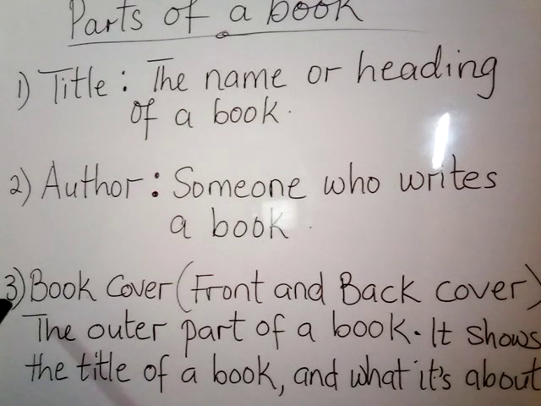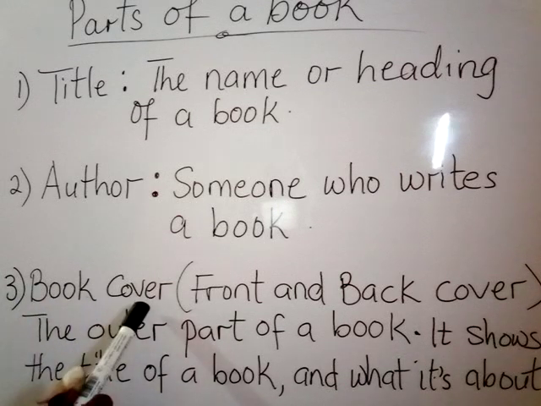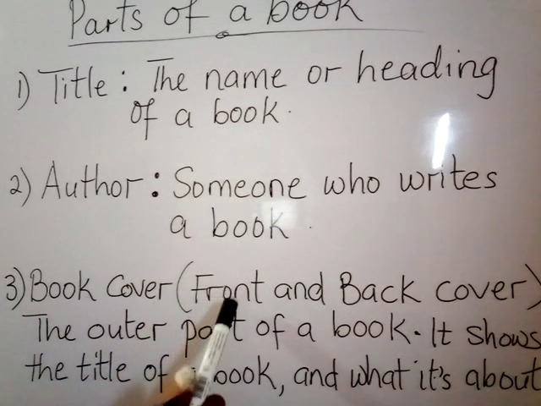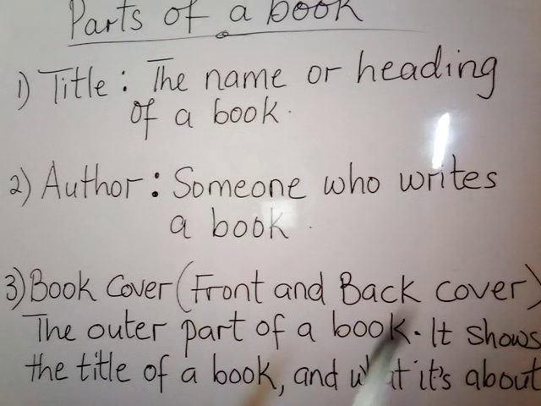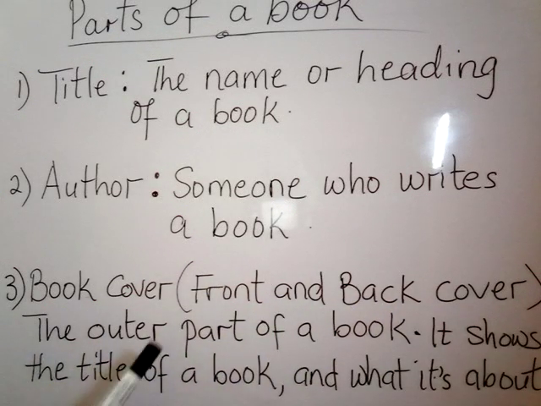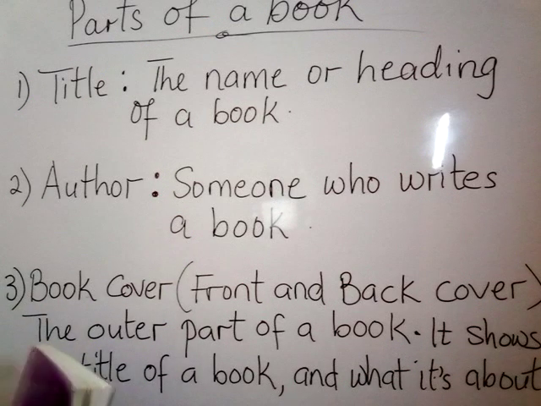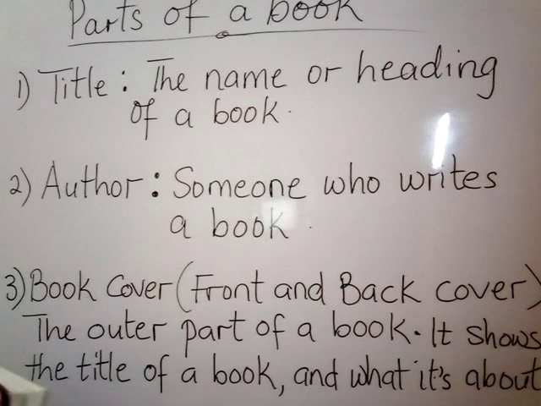So the third one we're looking at is book cover. When we say book cover, it refers to both the front and the back covers of the book. That means the outer part of the book, the covering, is like the cloth or the attire that the book is wearing. You know, we humans, when we're stepping out, we wear clothes to cover our body. So the book cover is like the attire that the book is putting on.